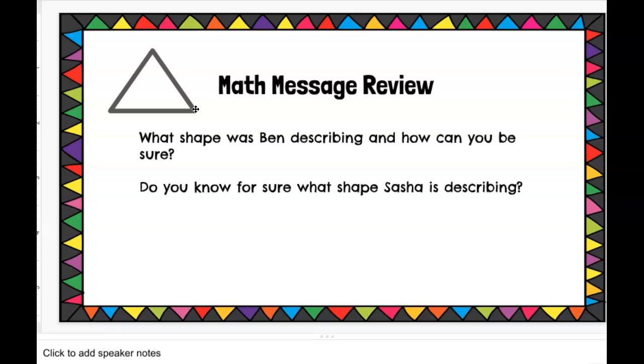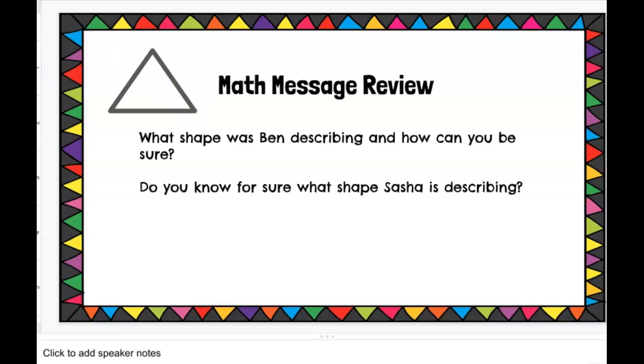Do we know for sure what shape Sasha was describing? Her shape was small and blue. It could have been a circle or a square or a rectangle or a rhombus. It really could have been any shape, right? Could Sasha have been describing a triangle? Sure, right? But we don't know that positively she was.